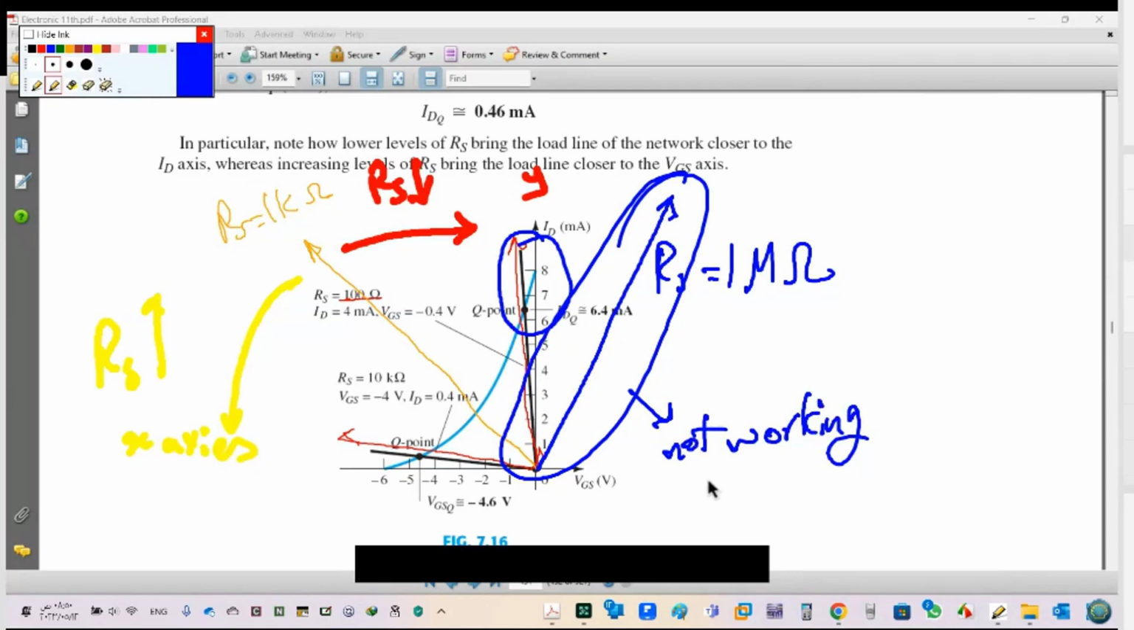Why is it not working? Because this is our working area, this area. But here I am out of the working area. Got it? So you have to take care about the value. As you see, normally we are using 1 kilo ohm. But if I increase or decrease this value, maybe this cannot work.